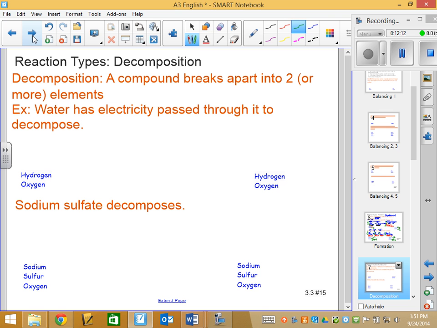So I would just like to tell you guys about decomposition. Please take a minute and write down the description for decomposition.